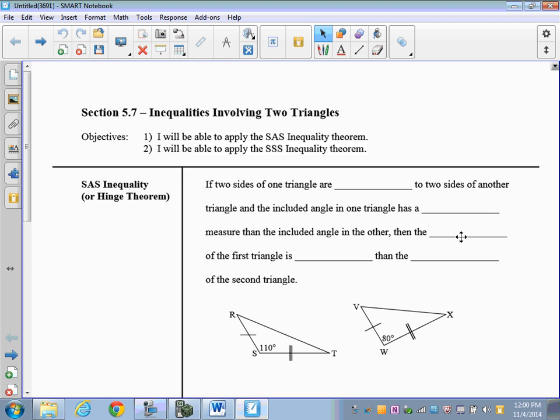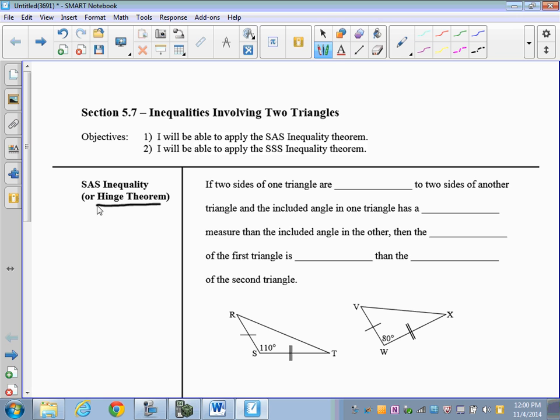These are the notes for section 5.7, inequalities involving two triangles. I will be able to apply the SAS inequality theorem, and I will be able to apply the SSS inequality theorem. The names of these inequality theorems aren't too important. You have to understand the thinking behind it. The SAS inequality is commonly called the Hinge theorem.